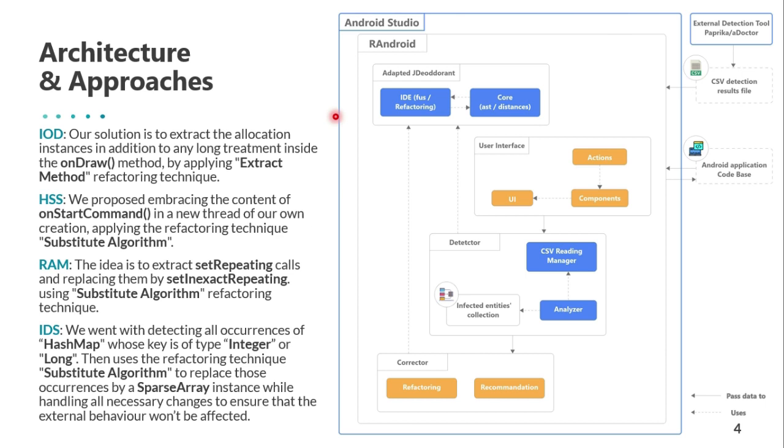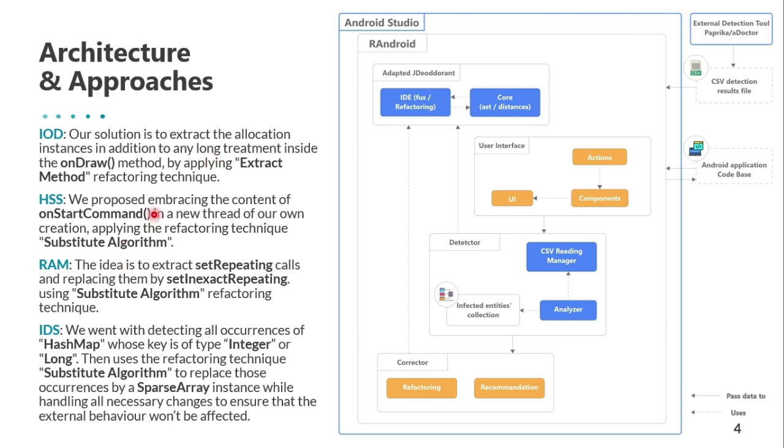Taking IOD, for example, according to Habchi, a large number of IOD instances are eliminated when a few specific modifications are applied. The changes specifically removed the allocation from the onDraw method. On this basis, we went with extracting the allocation instances in addition to any long treatment inside the onDraw method by applying the extract method refactoring technique to move these sections from the onDraw method to another position.